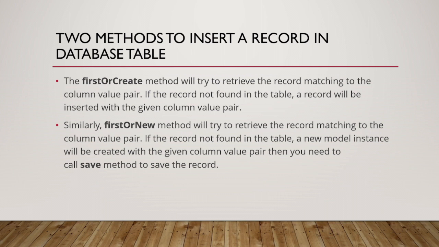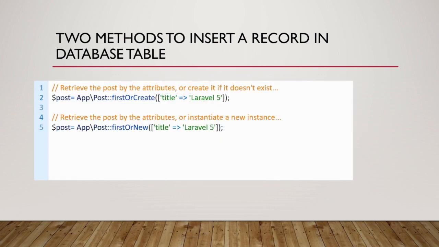The next one is the firstOrNew method. It will try to retrieve the record matching the column value pair. If the record is not found in the table, a new model instance will be created with the given column value pair. Then you need to call the save method to save the record. So this is the example.